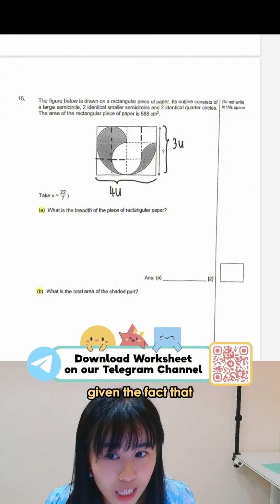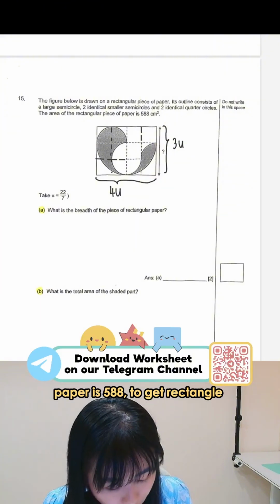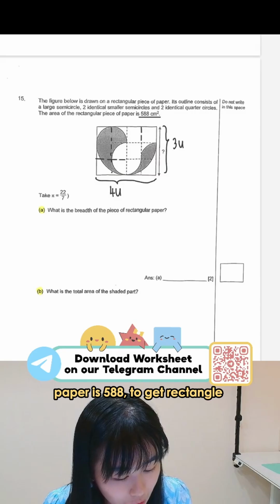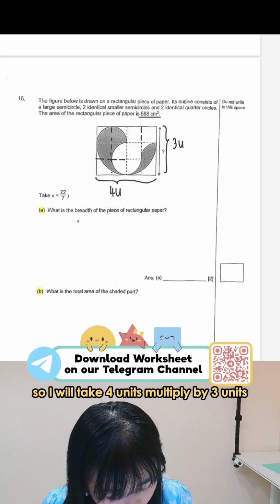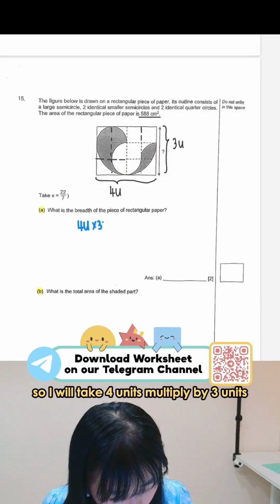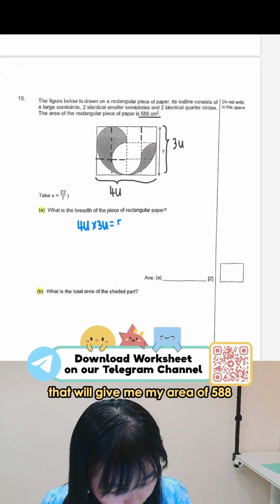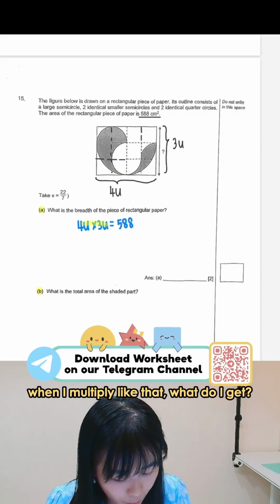Okay, given the fact that the area of the rectangular piece of paper is 588, to get rectangle is length and breadth. So I will take 4 units multiplied by 3 units. That will give me my area of 588. When I multiply like that, what do I get?